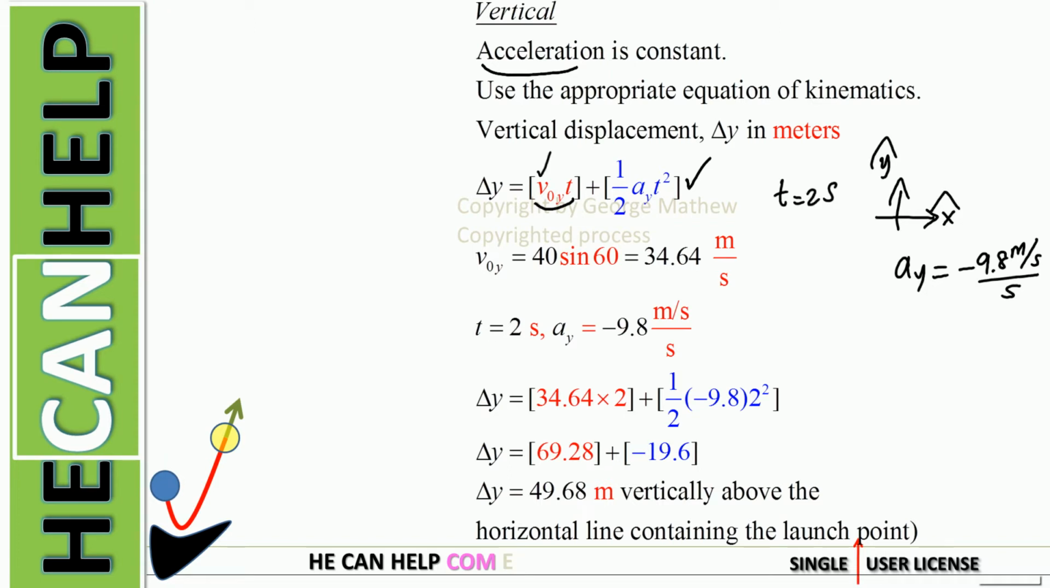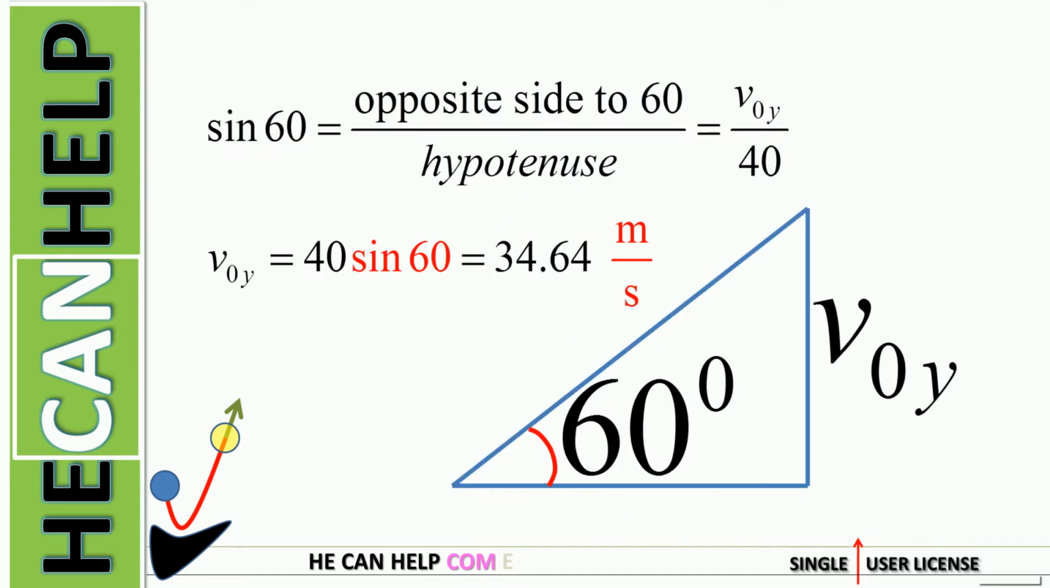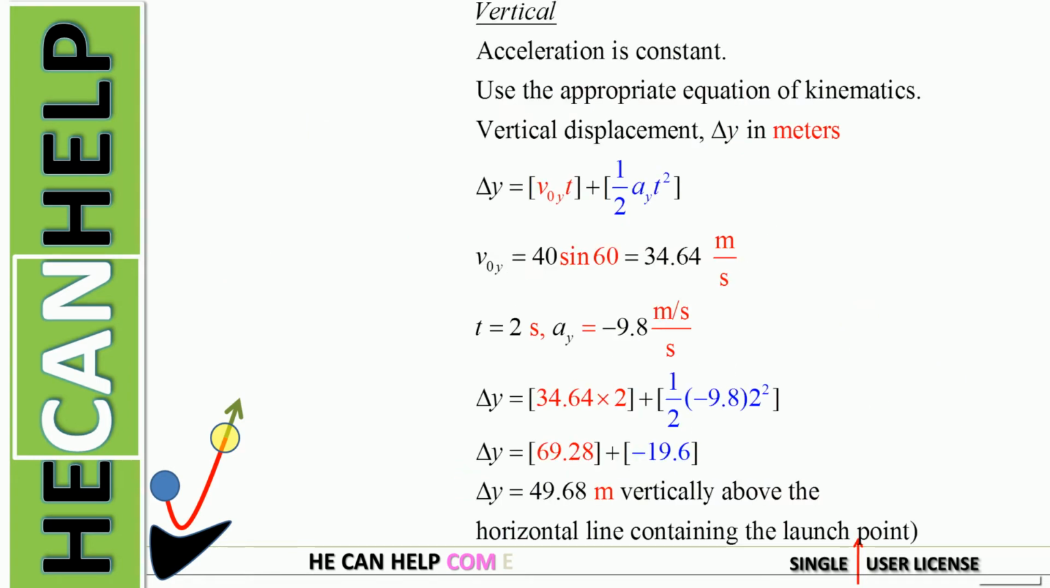We know sine 60 is the opposite side, which is the y component, divided by the hypotenuse. Hypotenuse is 40. So the y component divided by 40. What do you get for the y component at the start? 40 sine 60, and that is 34.64 meters per second. Once you have the y component, we have v initial y, time, and acceleration along the vertical, so we can substitute all those numbers.